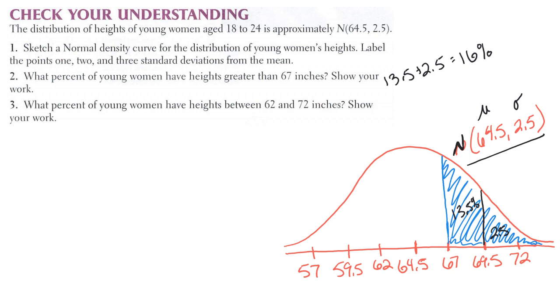And there's a couple of ways that you can approach this. If you remember from our previous problems that this tail is 2.5% and this little chunk was 13.5%, well, you can just add those together to get your 16.